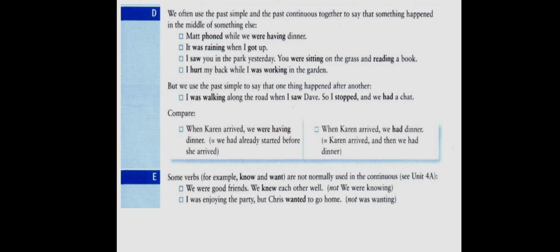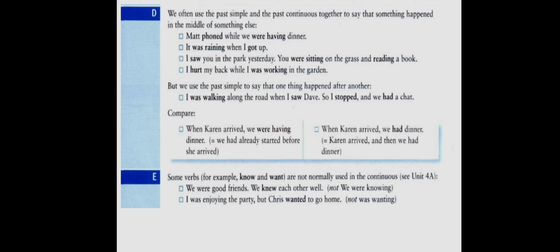So here we have the rule of "while." While is written in the middle. What comes directly after "while" is the long action. So we use "were having dinner." We use past continuous after "while," and the other tense takes past simple: phoned. We were having dinner. In the middle of having dinner, Matt phoned. Matt phoned and finished. And we remained having dinner.